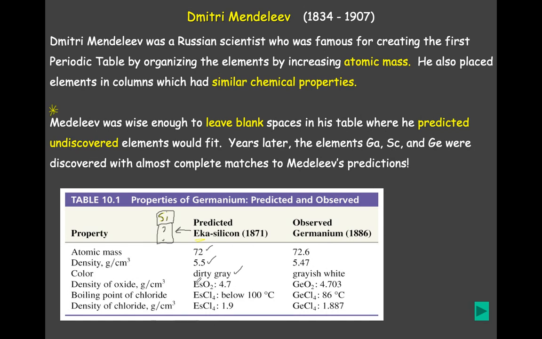He believed the symbol would be Es, and that it would have an oxide, EsO2, and the oxide would have a specific density. Real specific data that he predicted. Then 15 years later, in 1886, they discovered germanium, Ge, which ends up fitting in that box exactly as he predicted. It's really like telling the future, in a way.